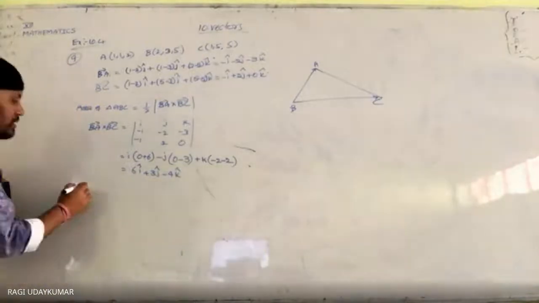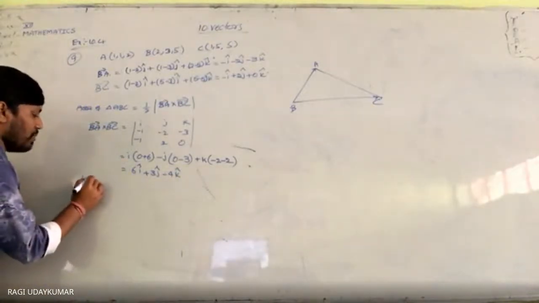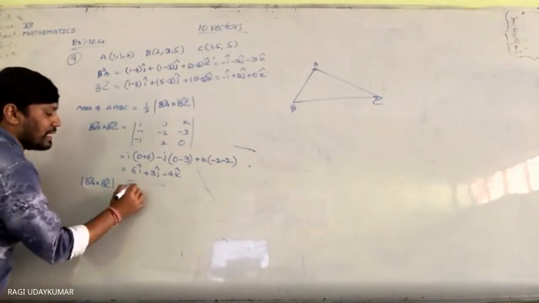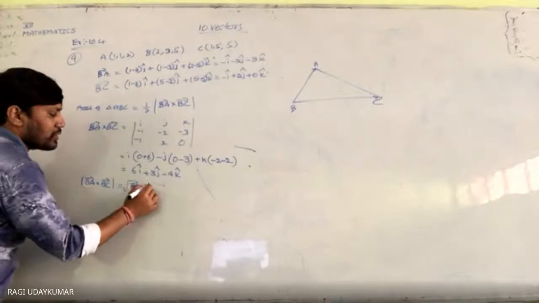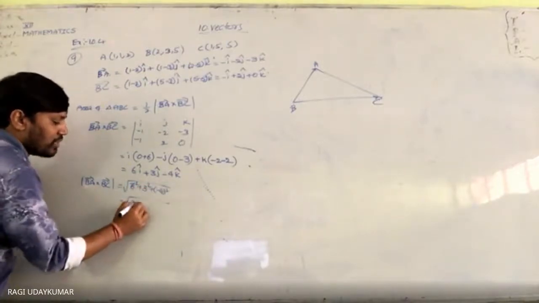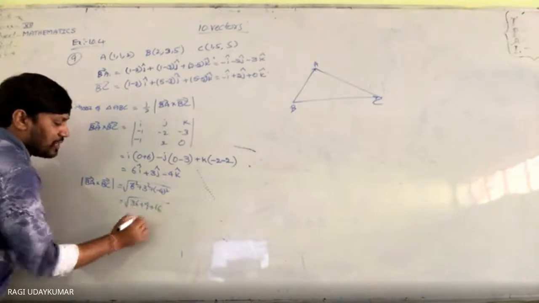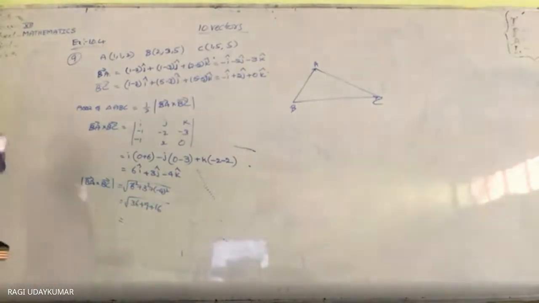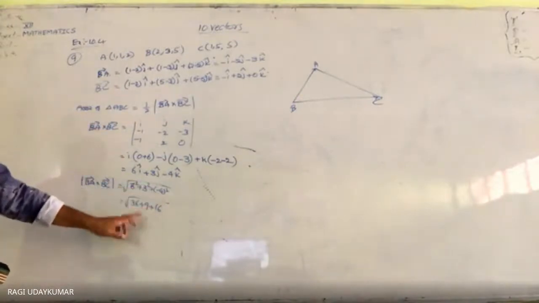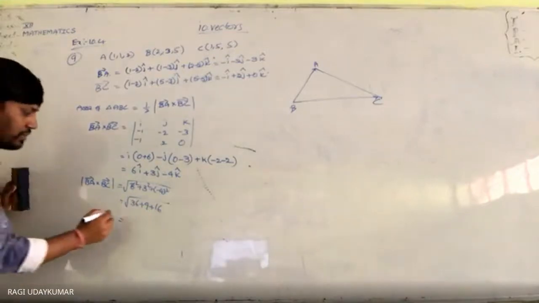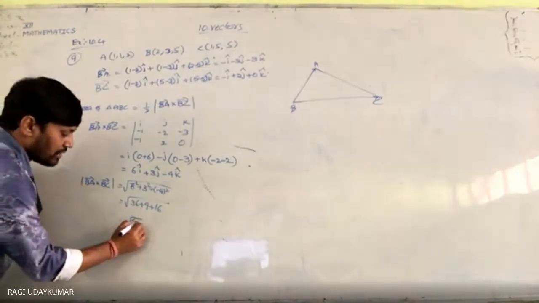So the area of the triangle is nothing but the magnitude of BA cross BC, magnitude under root of 36 square plus 3 square plus 4 square. So which is equals to under root of 36 plus 9 plus 16, which is equals to, simplify, 36 plus 9 is 45, 61, under root of 61.